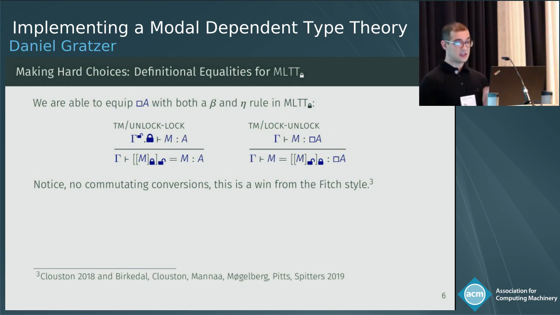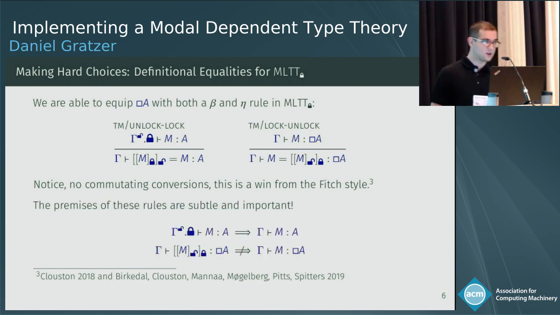And this is significantly more challenging, particularly in order to prove normalization. So that's a win, but it's not entirely for free. The premises from these rules are actually subtle. If you look at the bottom, the implication that I have there: if this term on the left is well typed, then the term on the right might not necessarily be well typed. This tells us that eta contraction actually fails in general for box.